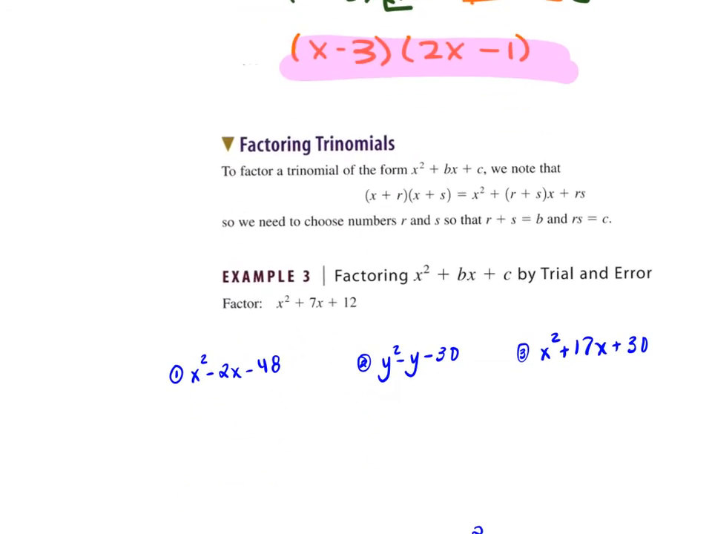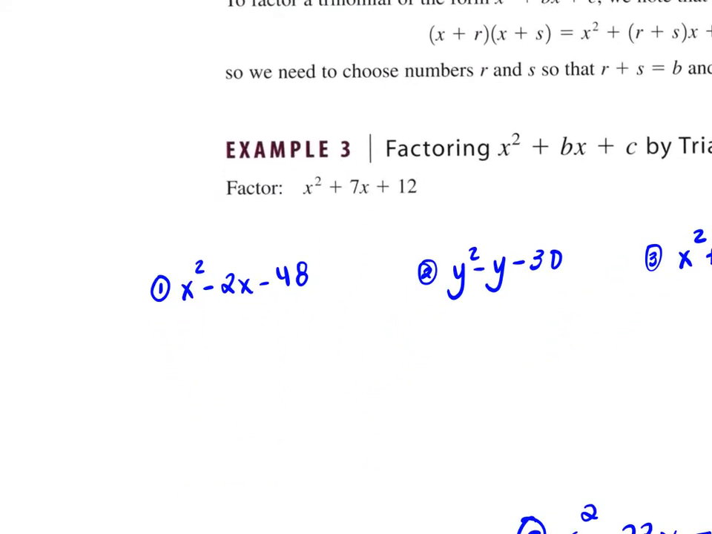When we factor trinomials, if our a is 1, so that coefficient of x squared is 1, we're going to find the factors of that c term that add up to be b. So the negative 48, to get the negative 2, we have 6 minus 8 is negative 2, and 6 times negative 8 is negative 48. So this turns into x plus 6 times x minus 8.